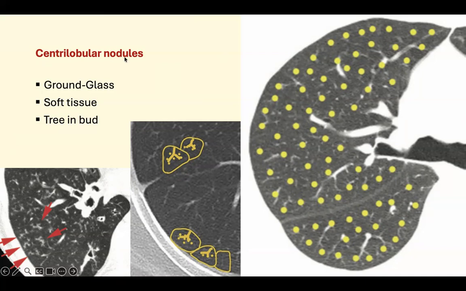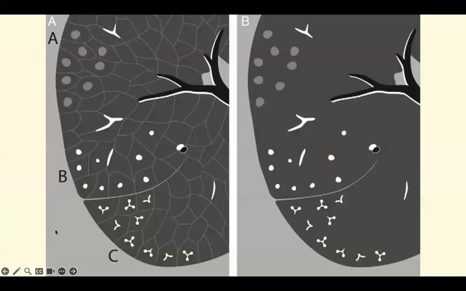The centrilobular nodules, and to understand why I split the nodular pattern into two, the centrilobular nodules are divided into three categories. We have ground glass nodules, we have soft tissue nodules, we have tree in bud. All are centrilobular in location, located at the center of the pulmonary lobule, so they are not reaching the major fissure or the pleural surface.